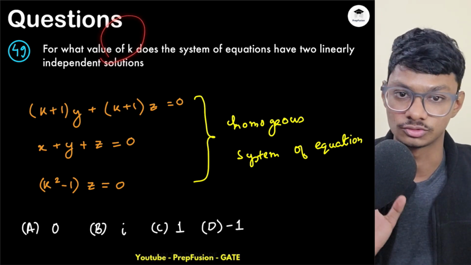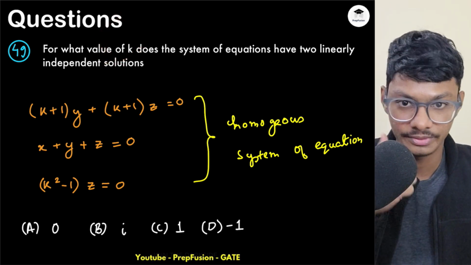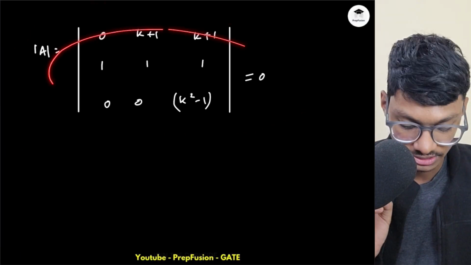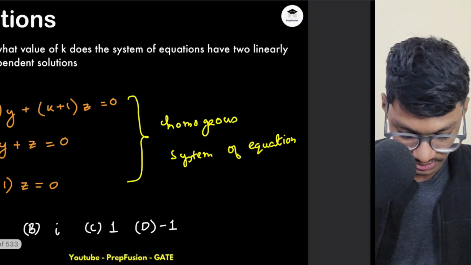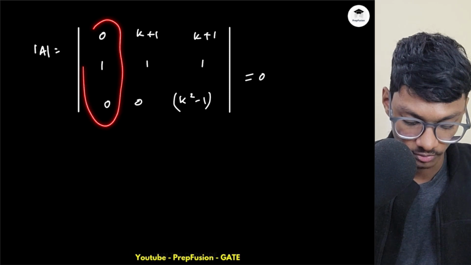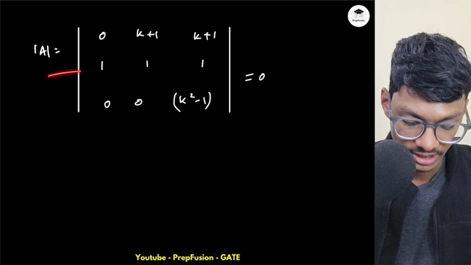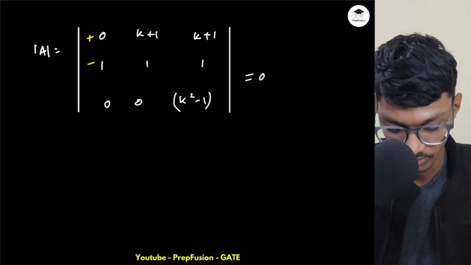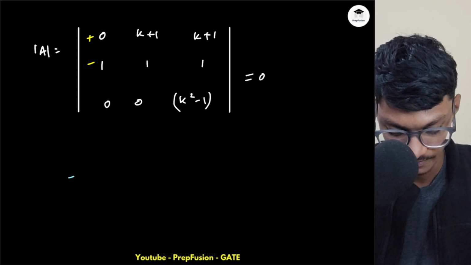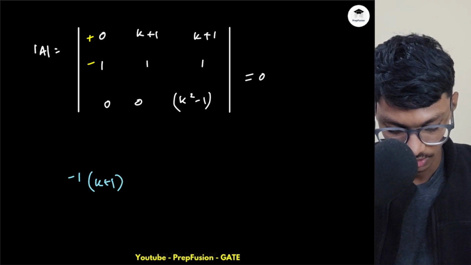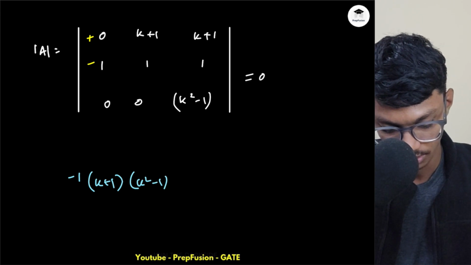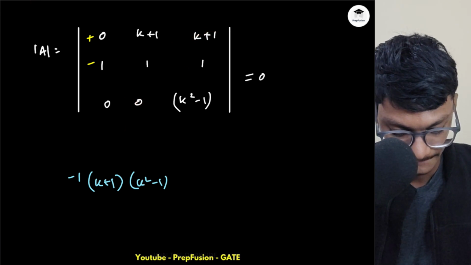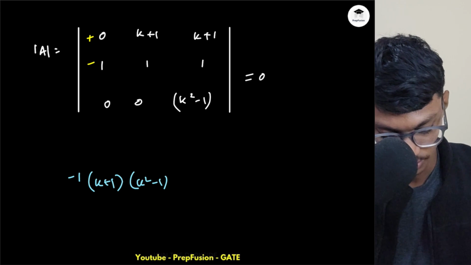So for what value of k they are asking, the value of k we have to find out. The first thing is the determinant of the coefficient matrix will be 0. I've already written down the coefficient matrix and rearranged it. This column has 2 zeros and only one 1. So if I expand about this column, this is plus, this is minus, the sign anyway doesn't matter, but still minus 1 into k plus 1 into k square minus 1, minus 0 times k plus 1, which is 0 itself. So this is equal to 0.